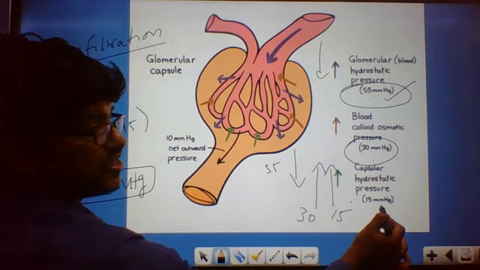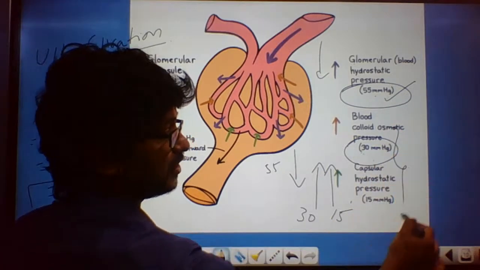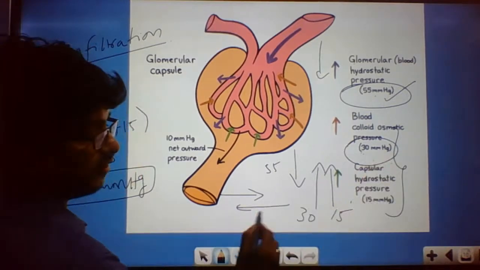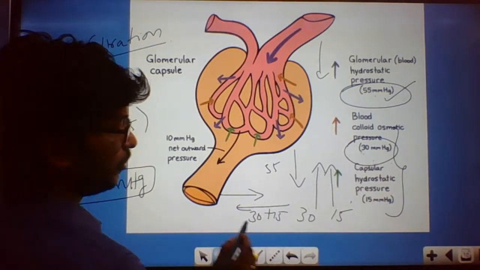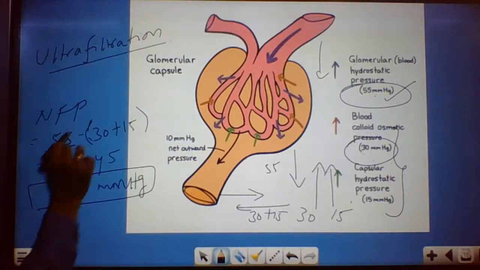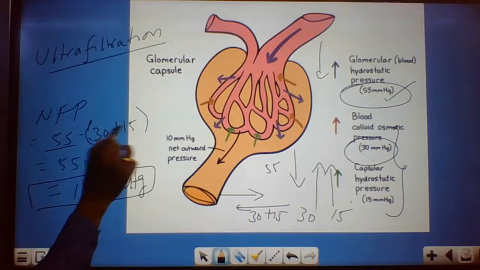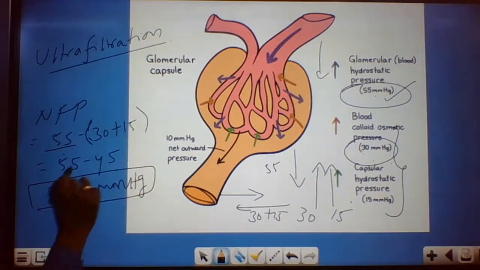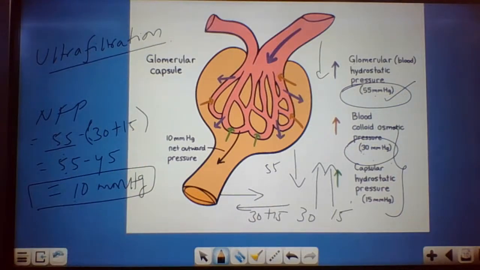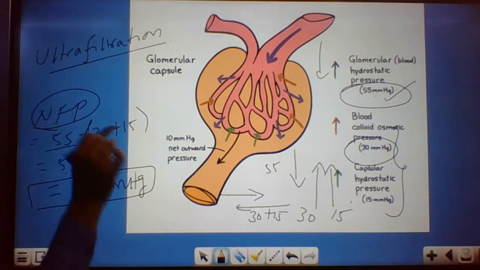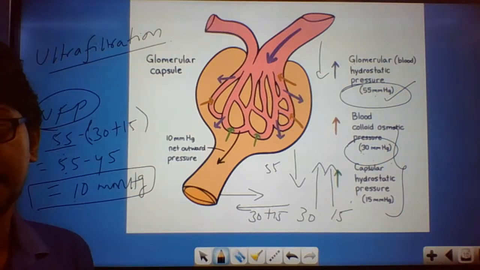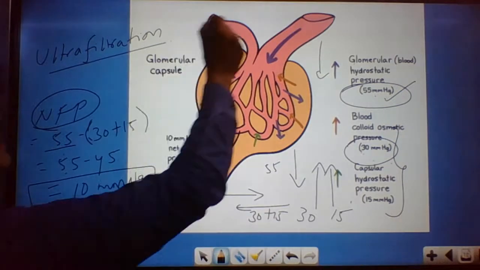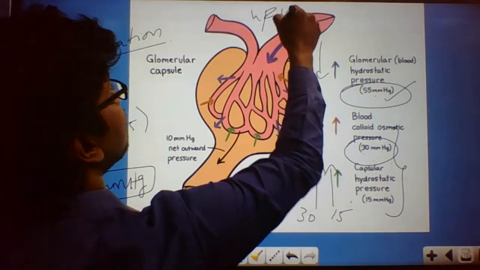Here the capsular hydrostatic pressure is 15, but these two pressures act against the blood flow, because blood flow is coming this way and these two pressures act opposite to it. So it is 30 plus 15. When you calculate, 55 is the glomerular hydrostatic pressure, then you need to combine both the colloid osmotic pressure and the capsular hydrostatic pressure. The difference that you get is 10 mmHg. This 10 mmHg is the net filtration pressure, called NFP.